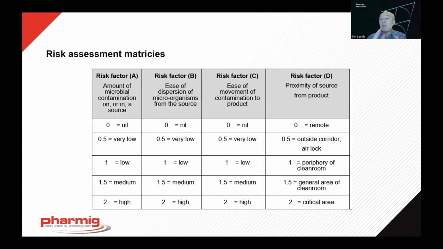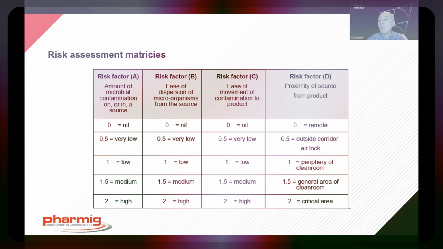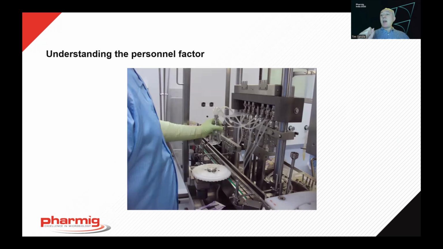Then we're considering with risk factor C the ease of movement to contaminate the actual product. And we're also considering how close the source is to the product. So we can start to build up on these issues. We can develop things like numerical scoring systems, or we can use things like low, medium, and high. But all of this comes into assessing the likelihood of the actual product being contaminated from the occurrence of microorganisms within our manufacturing environments. We also need to acknowledge that people are the biggest risk within clean rooms.